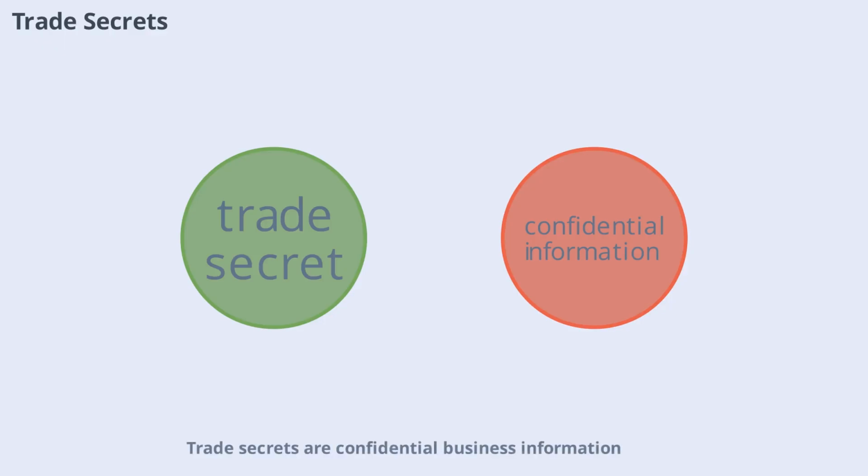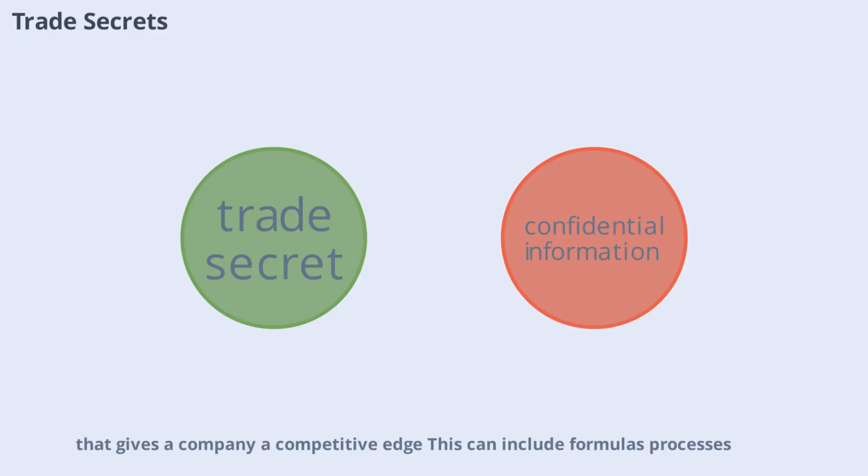Trade secrets are confidential business information that gives a company a competitive edge. This can include formulas, processes, or strategies that are not publicly known. Unlike patents or copyrights, trade secrets are protected as long as they remain secret. In trade, safeguarding trade secrets is crucial for maintaining a company's market position. If competitors gain access to these secrets, it can lead to loss of advantage and revenue.